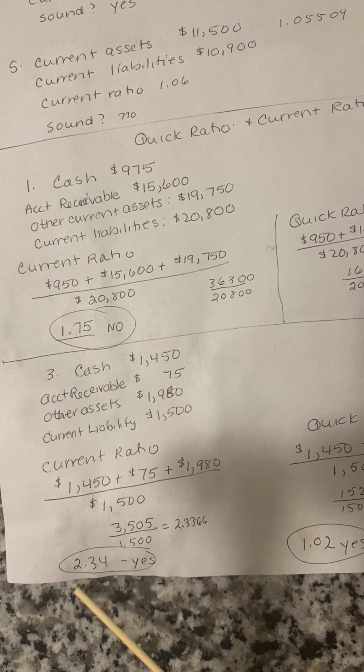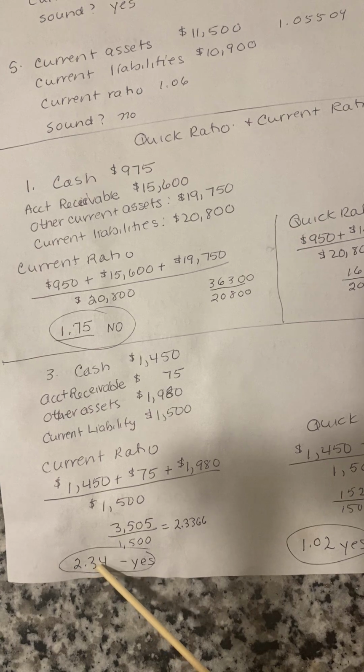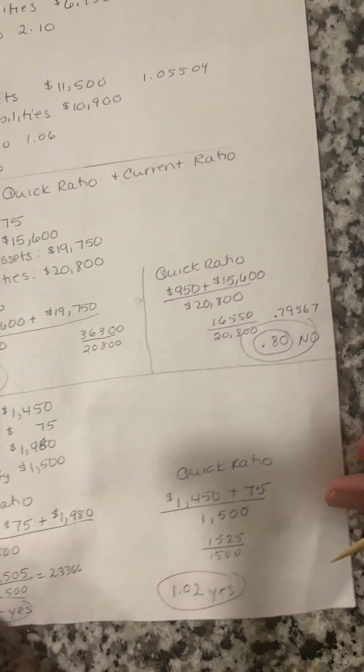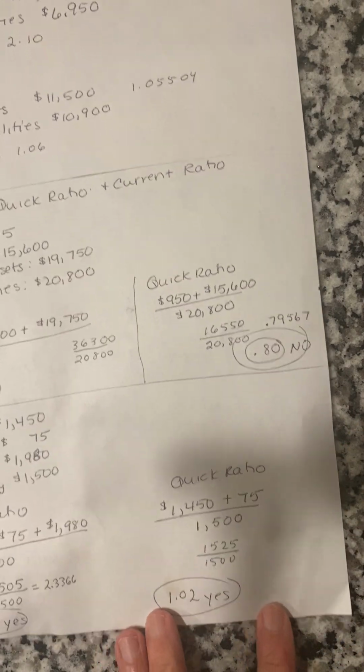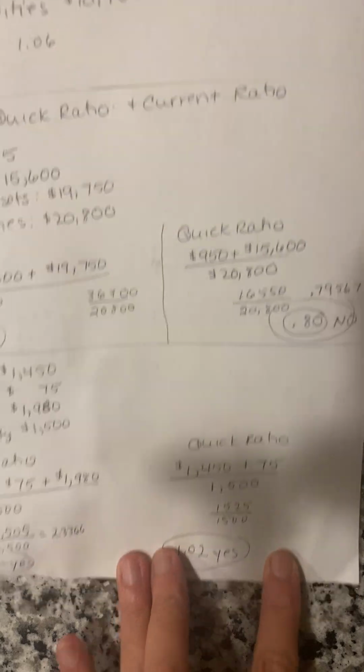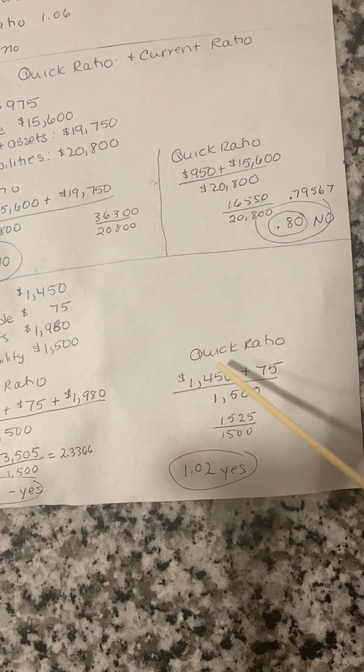So is it over 2? Yes, it is. So this business is going to survive. But we want to do the quick ratio too, just to make sure. So here's the quick ratio. Sorry, there's a shadow there, but I can't get rid of it. Maybe I'll move it up so the shadow's not on. There we go.